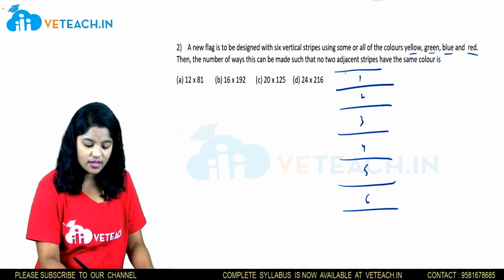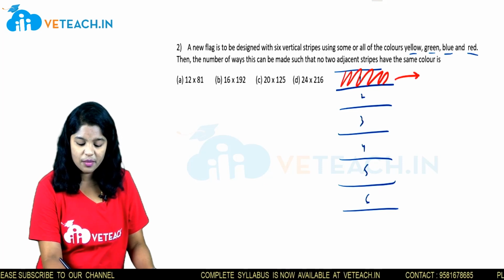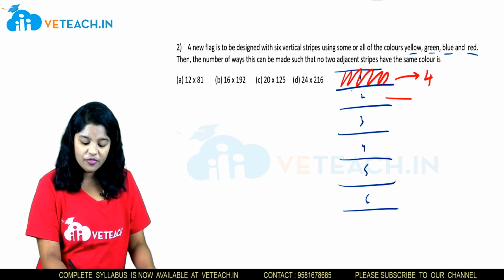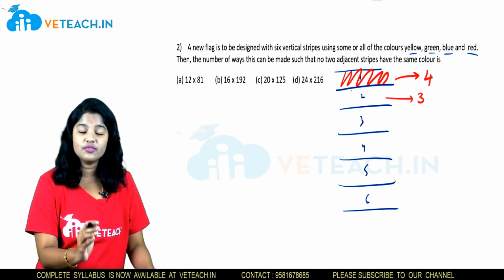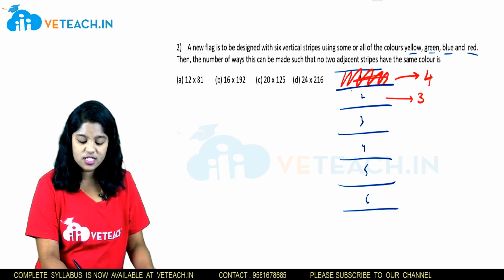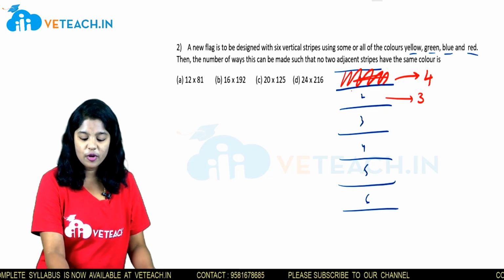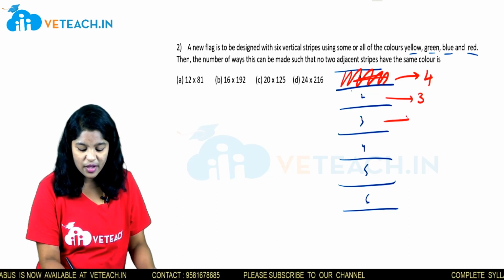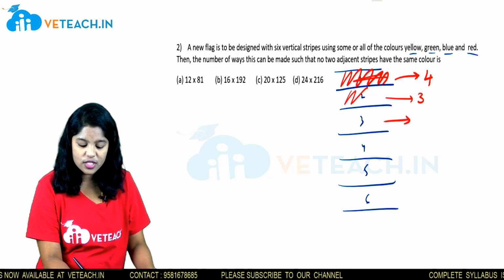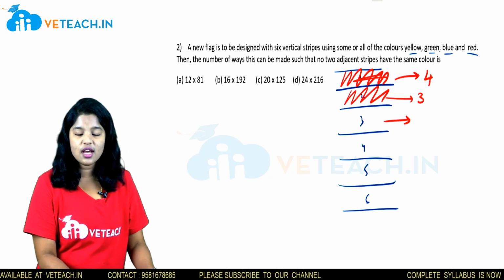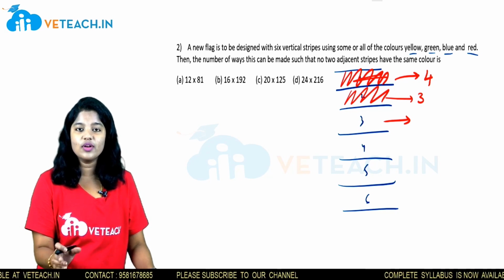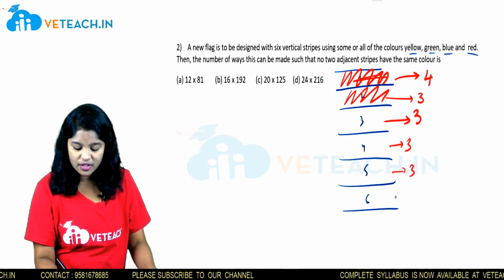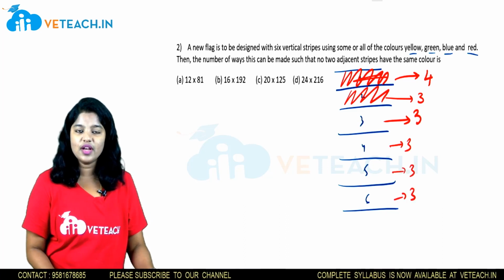The first one has no restriction, so it can be filled with any of the 4 colors. But the second one should be filled with only 3 colors, that is, the color which is used in the first stripe should not be used. So out of these 4 colors only 3 colors are available. Similarly, for the third, out of 4 colors, the color used in the second should be excluded, so out of 4 only 3 colors are available. Similarly for the 4th, 5th and 6th also the same case will apply.